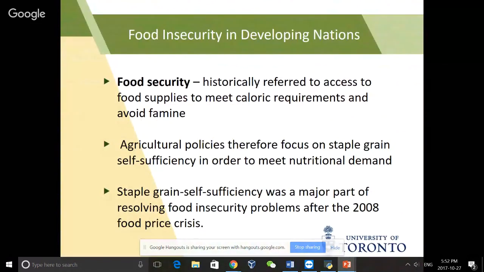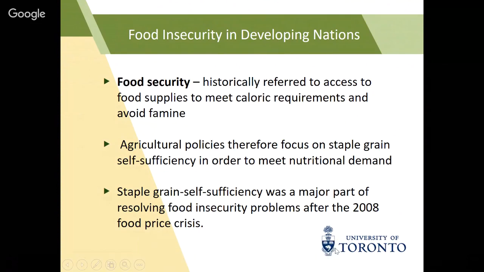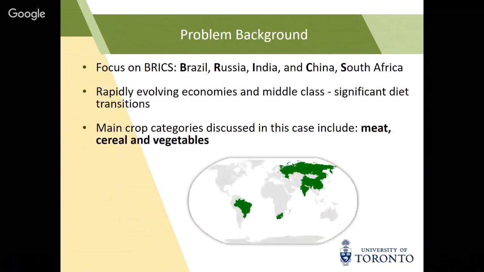Food security in developing countries has historically referred to access to food supplies to meet caloric requirements and avoid famine. Agricultural policies therefore focus on staple grain self-sufficiency in order to meet nutritional demand. Staple grain self-sufficiency was a major part of resolving food insecurity problems after the 2008 food price crisis.